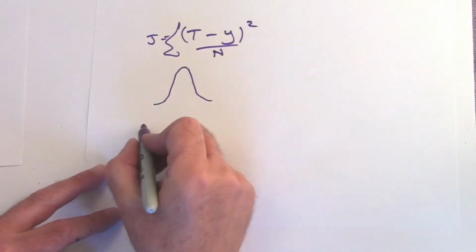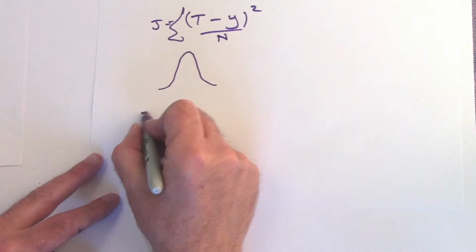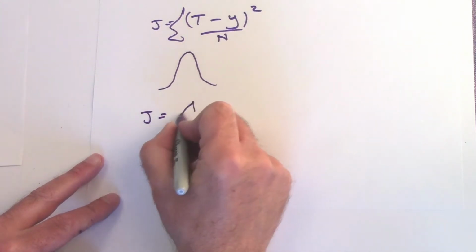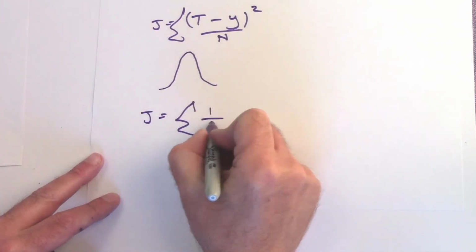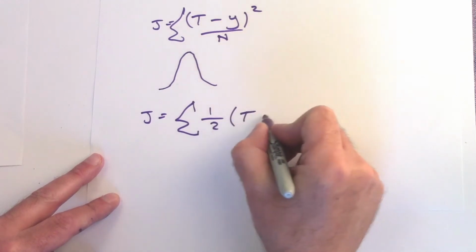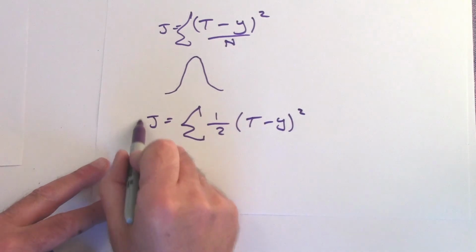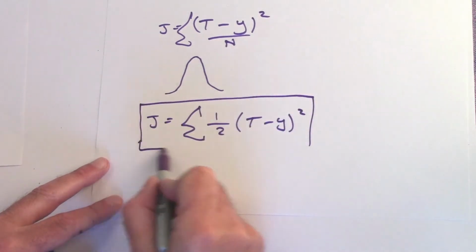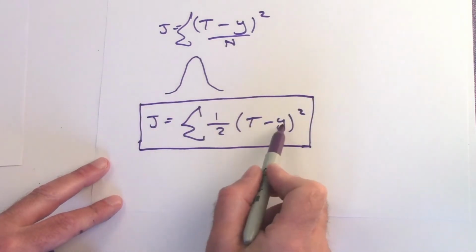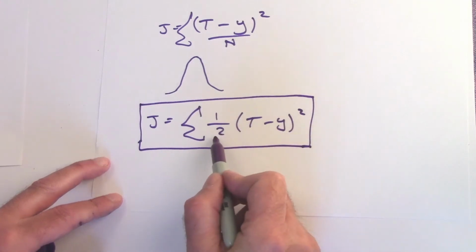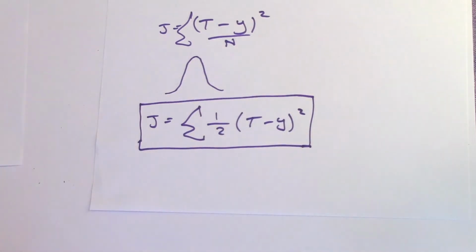So that's our cost function, but in fact what we're going to use is a slightly modified version. We're going to use the sum of a half, true value minus the output of the neural network, squared. So this is our cost function. The reason we use this one is that when we differentiate, we get rid of this, and the maths looks nice and neat.